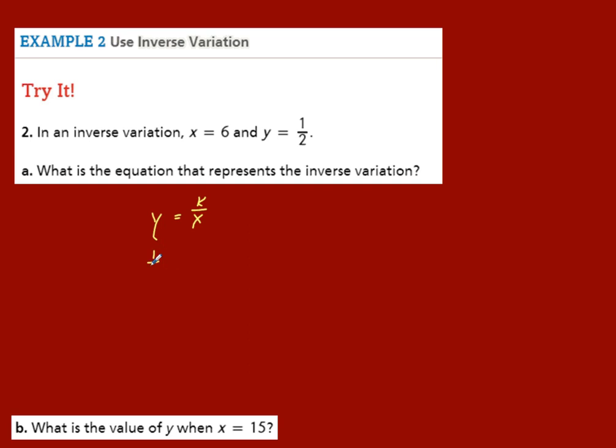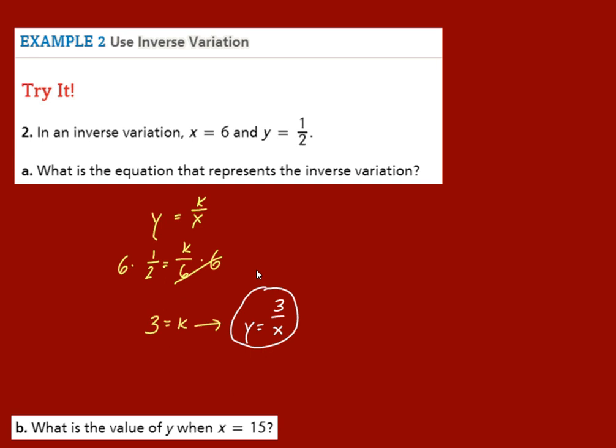We're going to get 1/2 equals k over 6. Y equals 1/2, x equals 6. Multiply by 6 on both sides. The 6's cancel. You're going to get 3 equals k. Now that means our final equation is y equals 3 over x. Just solving for k is not the final answer. You have to plug it back into the inverse variation.